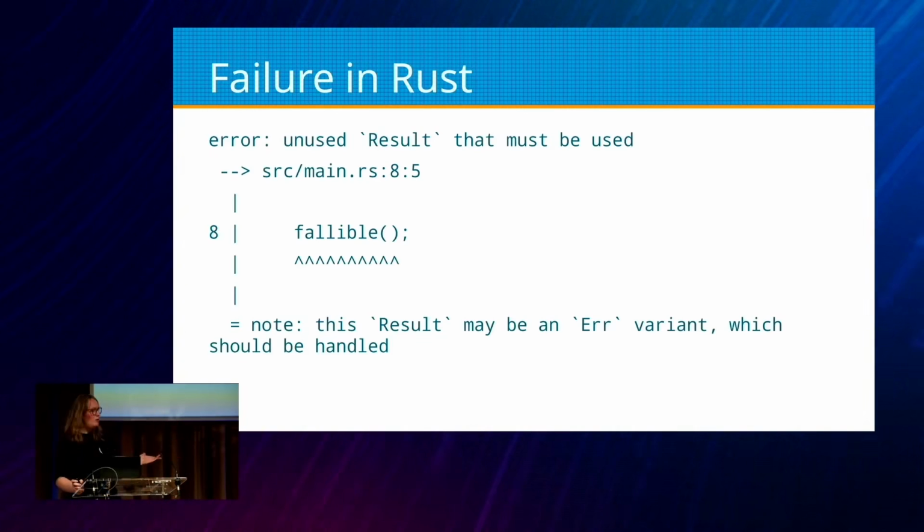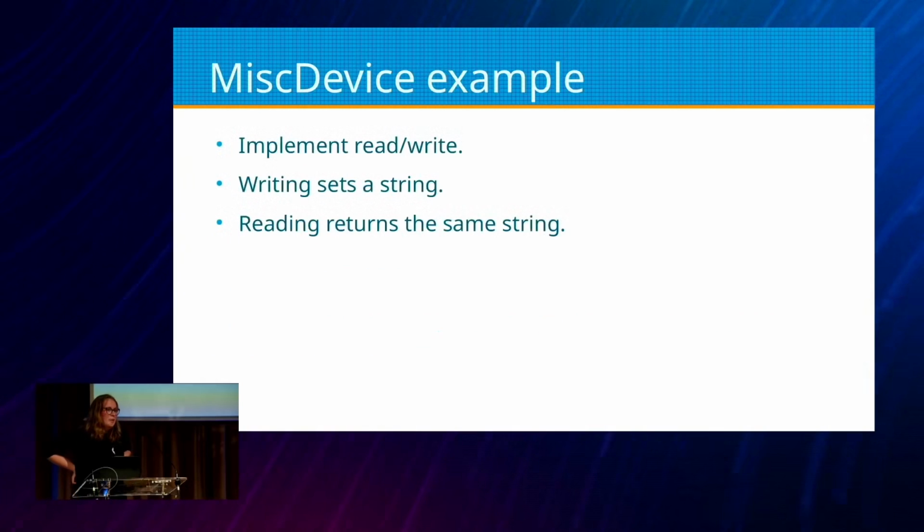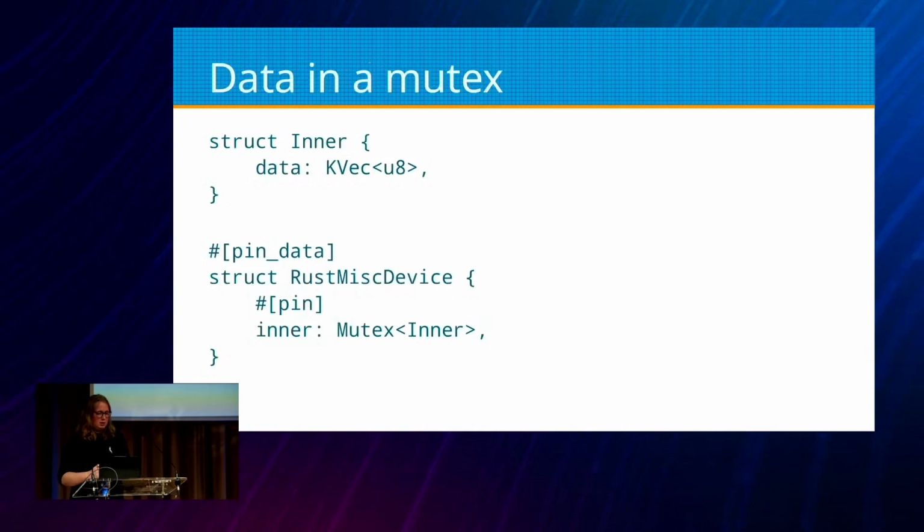Okay, so now we've talked a bit about error handling. I want to go back to the example, the MIST device. So we're going to implement reading and writing. Basically, you write to the file and the kernel stores a string of what you wrote. And then when you read from the file, you get the string back. That's it. So here's how I'm going to do that. I have a KVec, so a vector is basically a resizable array that's allocated on the heap. And it's going to be a byte array, and that's it, right? So we're going to store our string here.